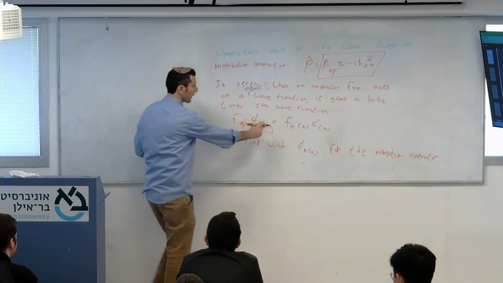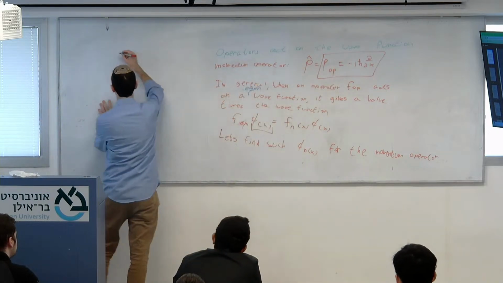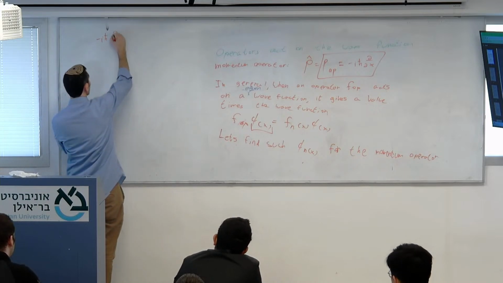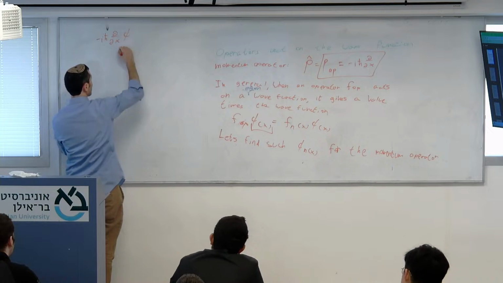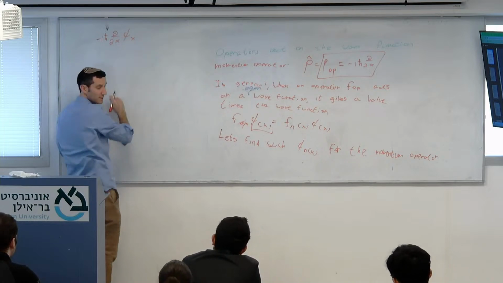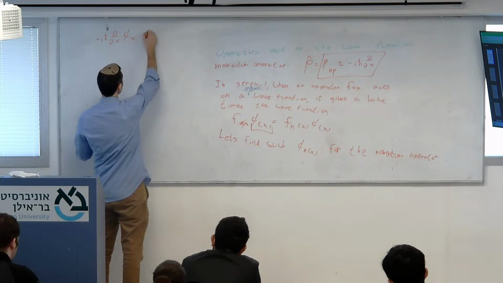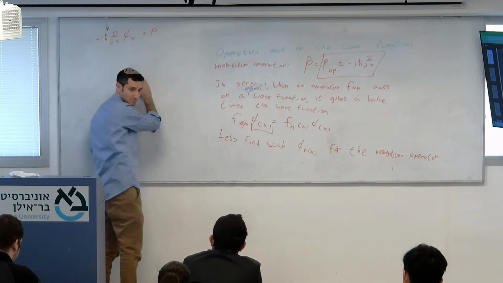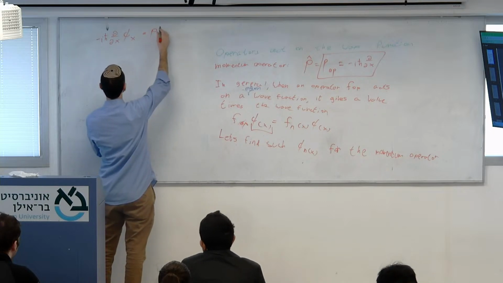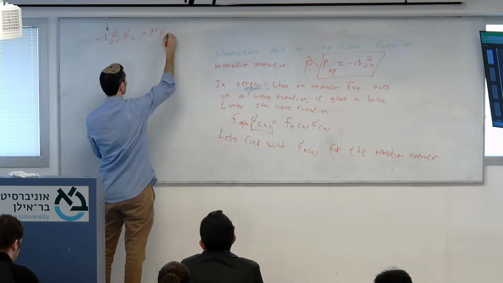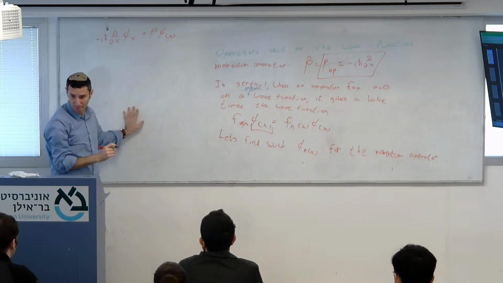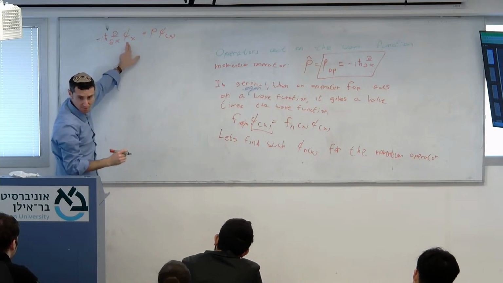So, the P operator is this. I want to find such a function that minus i h bar d dx acting on a certain phi of x will give me a certain number, let's call it p, times the same phi of x. This is my goal. I want to find such functions.